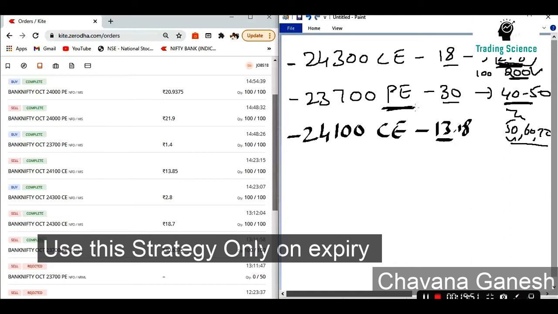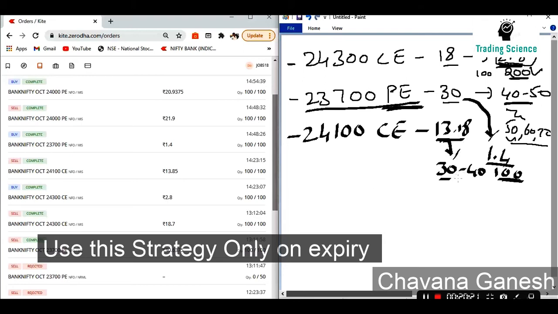Now you can see after some time, the PE price decreased to 1 rupee, 1.4, and after that you will have only 1 rupee of premium. If the market has upside momentum, you will lose all the premium, I mean you will get losses again. At this time this is at around 30 to 40.